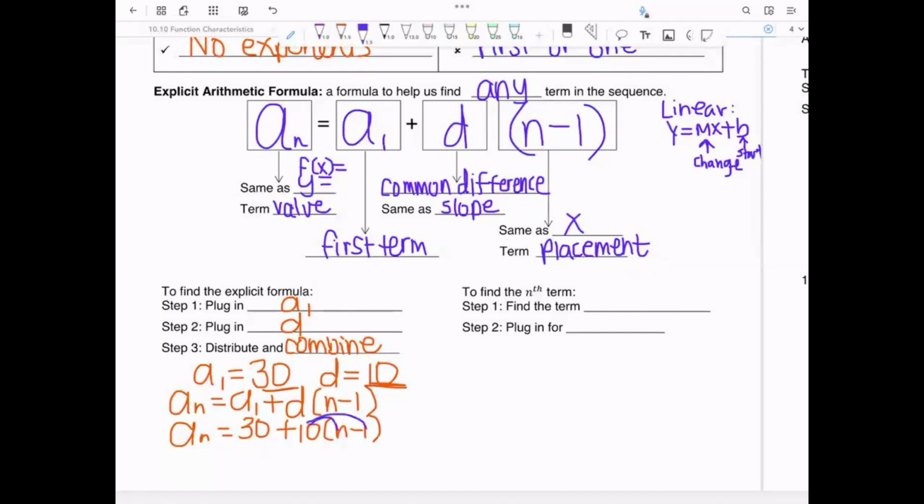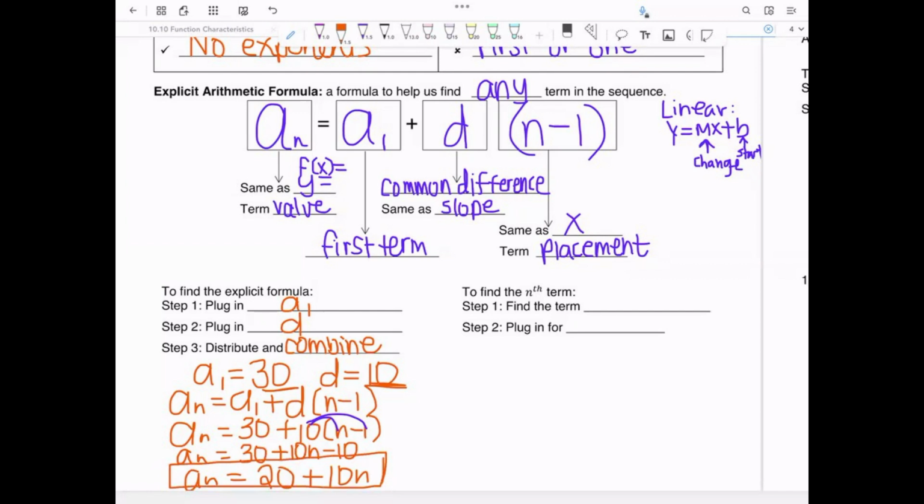We're going to distribute. We get 30 plus 10n minus 10. Then we combine like terms: 30 minus 10 is 20, plus 10n. And this is our simplified explicit formula.